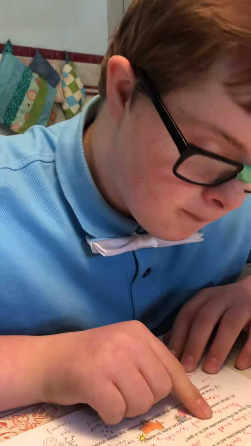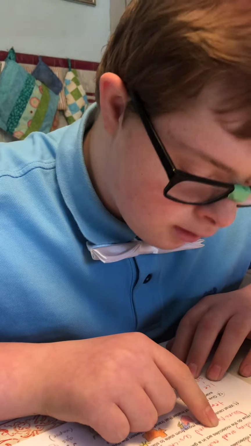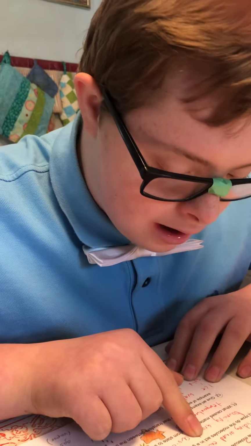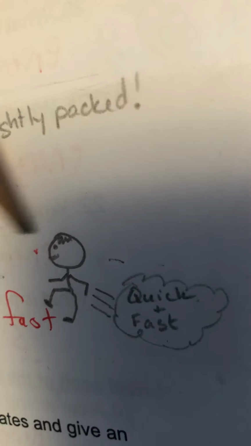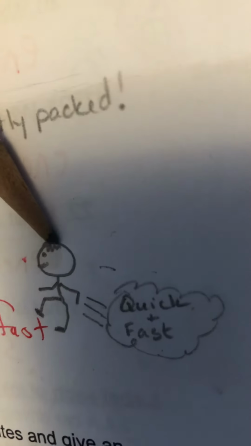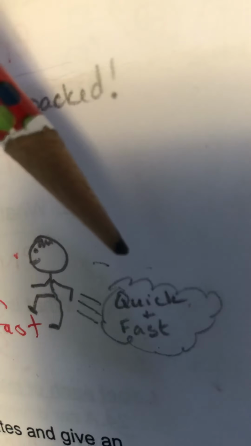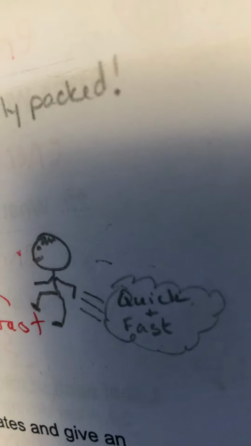How do molecules act in a gas? Molecules in a gas are bouncing around quickly, moving very, very fast. It's kind of like a fart coming out. When you're thinking of gas and molecules moving very fast, they're quick and fast, just like a fart comes out.